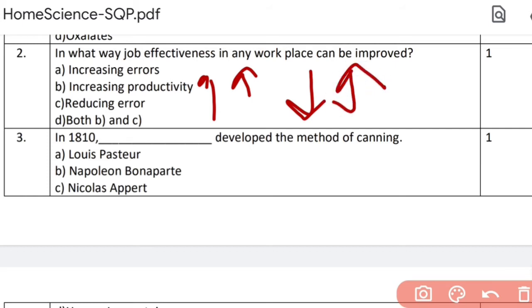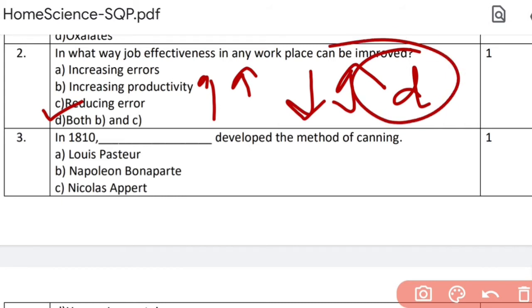So here what can be the answer? Both of these seem correct. Oh, D. That is both B and C. Here also the answer is D.